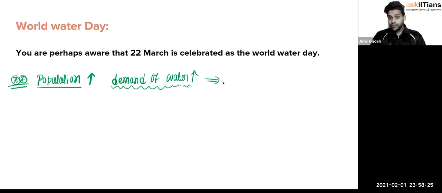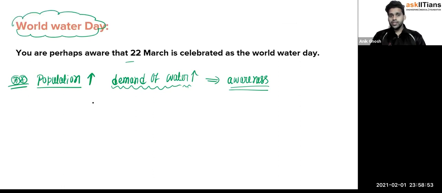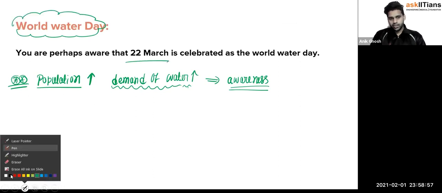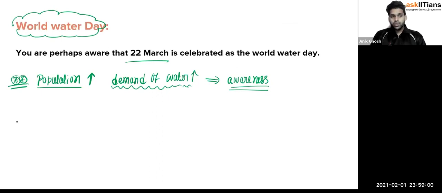So for that reason, we need to stop wasting water, because water is getting precious day by day. So for that reason, we need to generate new awareness about water. This initiative is called World Water Day. This is celebrated on 22nd March. In 2020, the motto of this World Water Day was water and climate change.